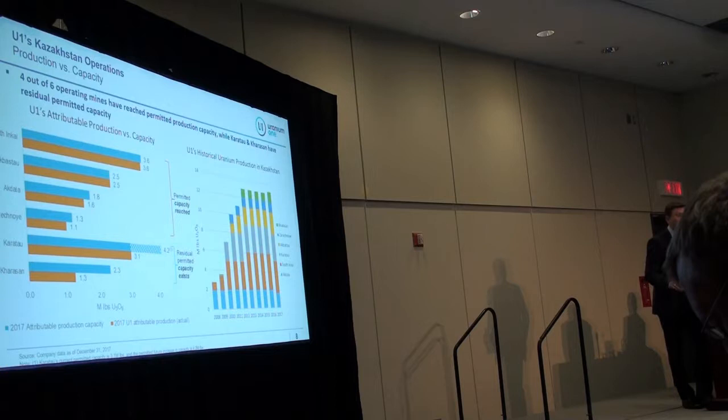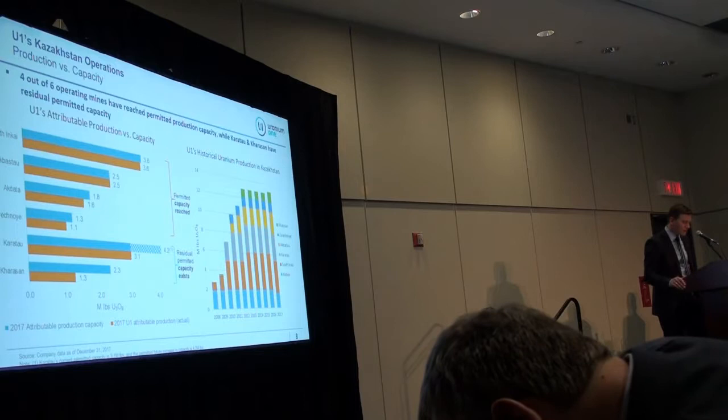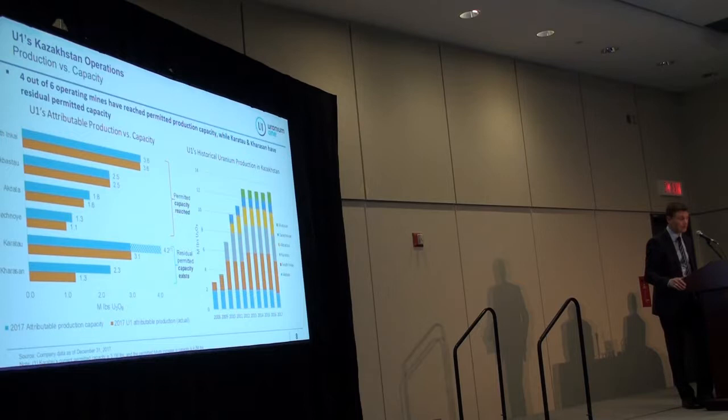And I would need to mention that most of the mines are relatively new mines in our portfolio, with four out of six mines currently operating at the permitted capacity. Only two mines have some residual capacity left, Khorasan and Kharasan. The chart on the right gives you an understanding of which mines were first in the production line, which mines came online later. But over the past 5 years, we have relatively stable production from Kazakhstan of around 13 million pounds on an attributable basis.